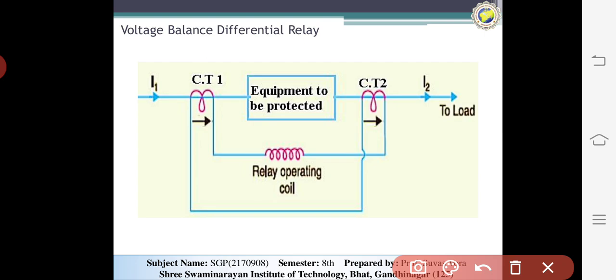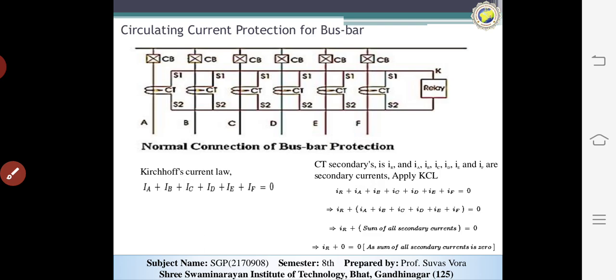We know that in three phase systems we can apply the basic system to the difference of two phases. If any one phase fails, the three phase motor will not operate, so this is most important for getting the perfect output of the differential relay. Now the next topic is circulating current protection for busbar systems.